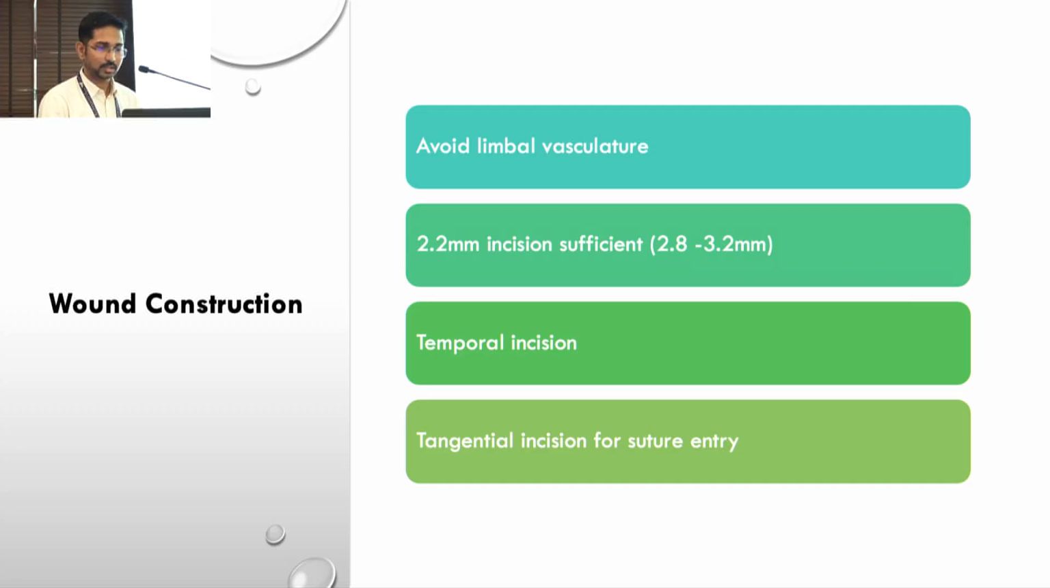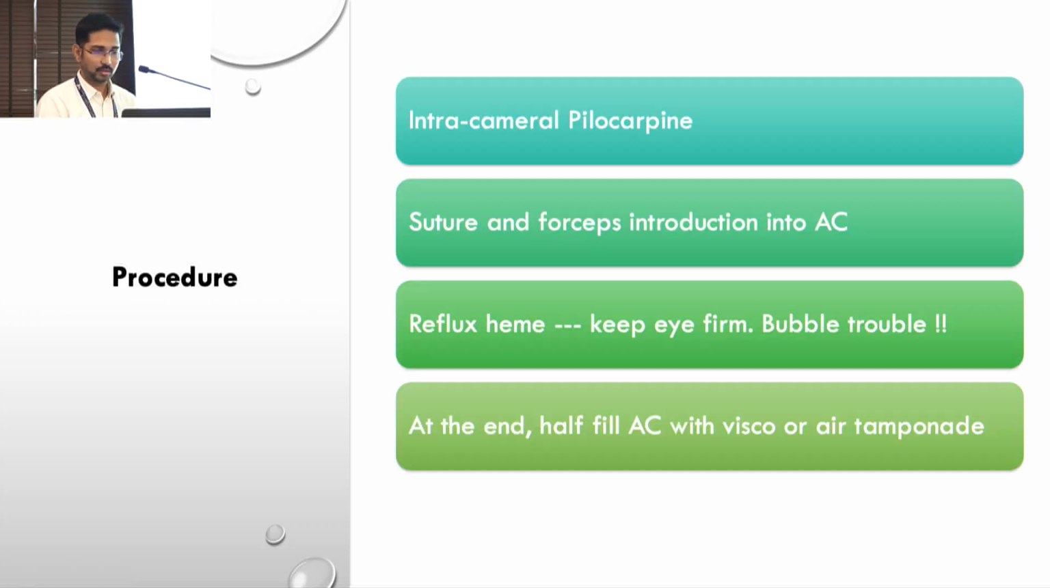So for wound construction, we have to avoid the limbal vasculature because we don't want any bleeding onto the corneal surface, which would mix with the viscoelastic that you put on the corneal surface, remain there, and impair your visualization. A 2.2 keratome incision is more than enough. A temporal incision is what we use for cataract surgery, and the same incision can be used to approach the nasal angle, which is where we start our GATT procedure. About the tangential entry for suture entry, I will explain it when the video comes.